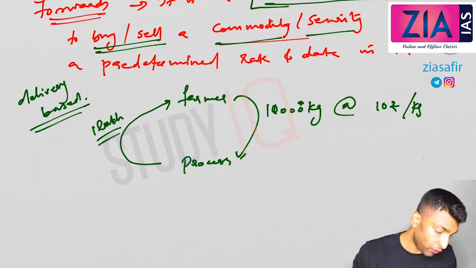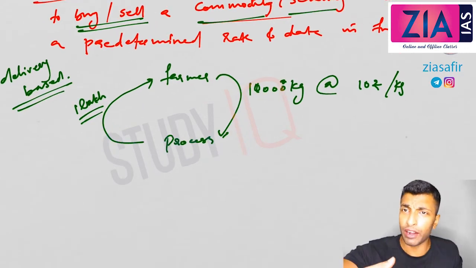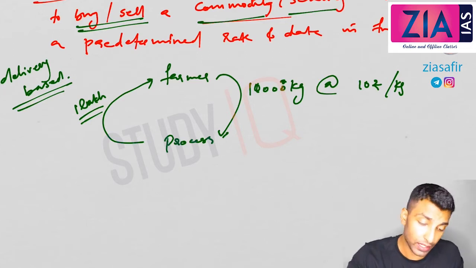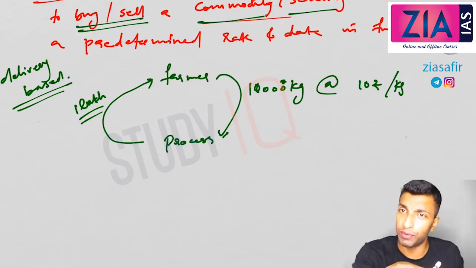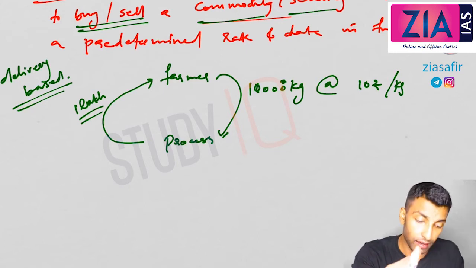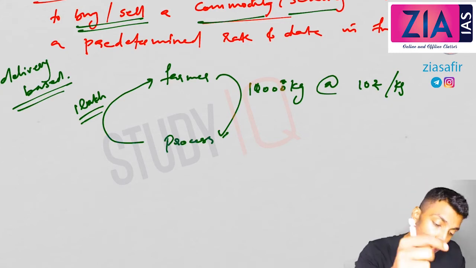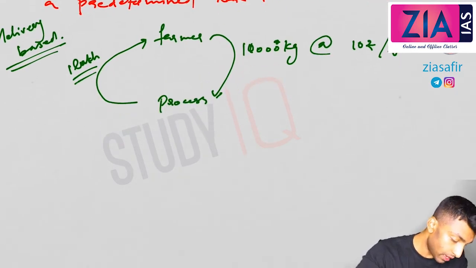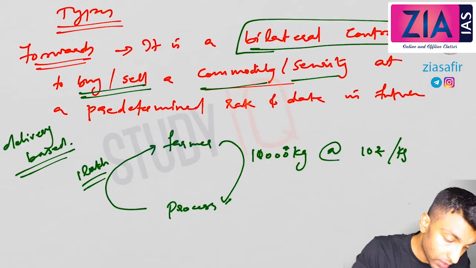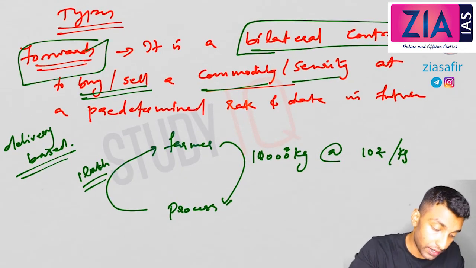Now this may be for 3 months, or during the time of cultivation. So this contract might have been signed 3 months before, or during the time of sowing, and after cultivation the contract expiry will be over. Now imagine at that time, so this is what forwards are in general.